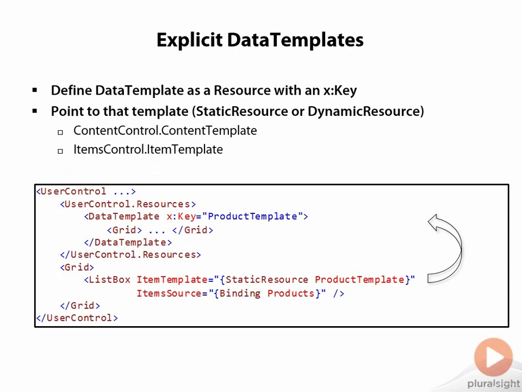to. Then at runtime, it's going to be used to render out those data-bound objects and provide the visual representation of those objects. And again, the data template can contain bindings to the properties of that data-bound object. So let's take a look at a demo of using explicit data templates to render out some data.